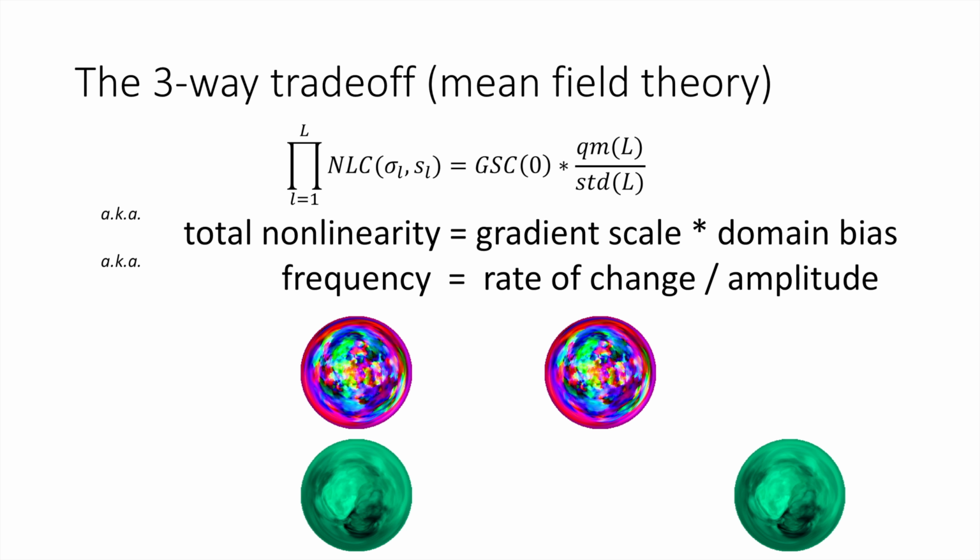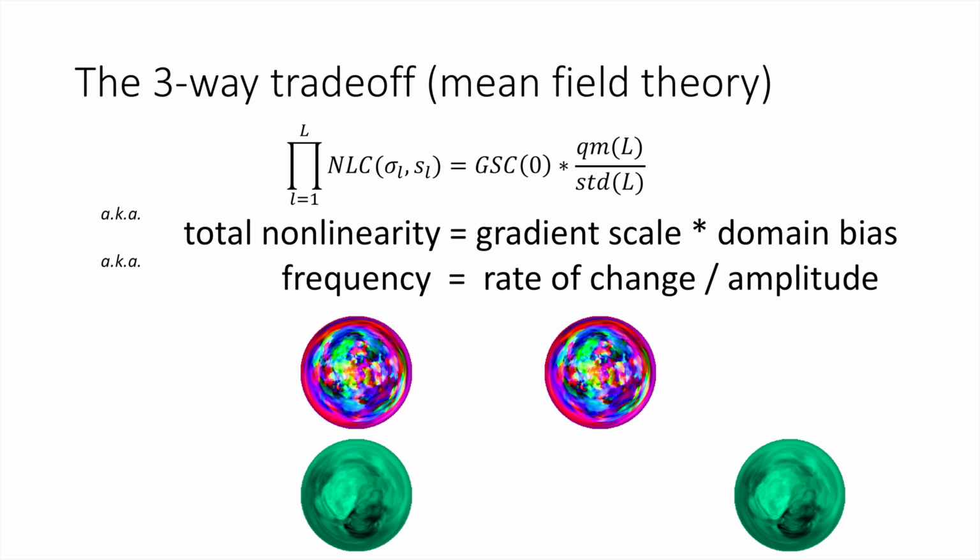Using mean field theory, we can obtain a powerful equality. The total nonlinearity of the network, measured as the product of the nonlinearity coefficients of the nonlinearity operations in each layer, is the product of the GSC at the input layer and the domain bias at the output layer, measured as the ratio of quadratic mean and standard deviation. To avoid pseudo-linearity, we must have NLCs significantly greater than 1. But under mean field assumptions, this must then lead to either gradient explosion or domain bias. This causes networks to necessarily suffer from at least one pathology we discussed in the How Networks Fail section of this talk. We obtain a three-way trade-off.